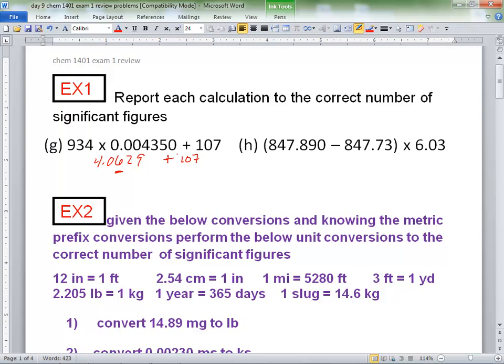So you have to do it all in the calculator. Plus 107. Yeah, you write it all down. You can underline the 7 if you want. But 111.0629. So what would you report, say your answer is then? 111. Or 1.11 times 10 to the 2. Same thing. Okay. Do this one. Try that one. Try H.